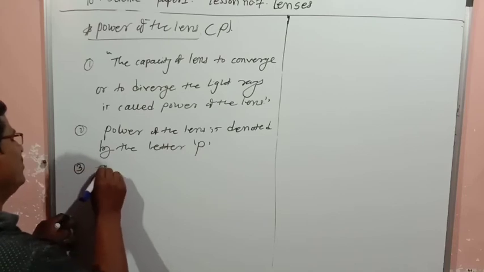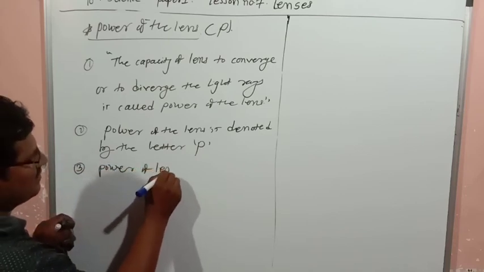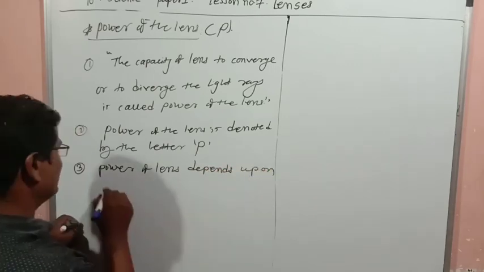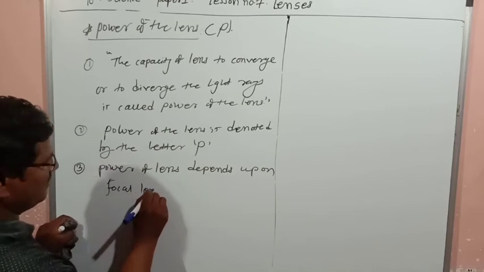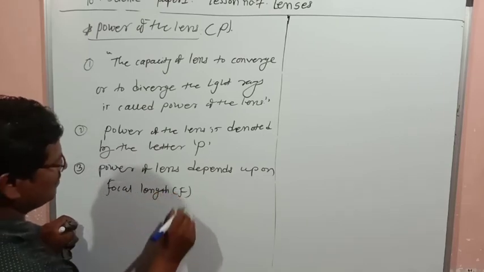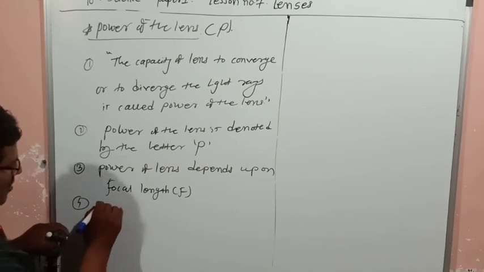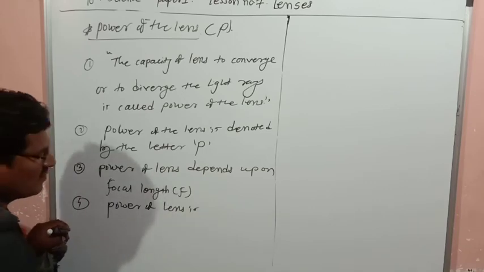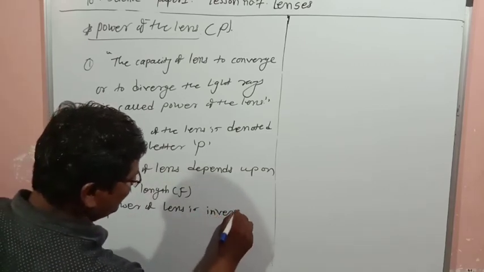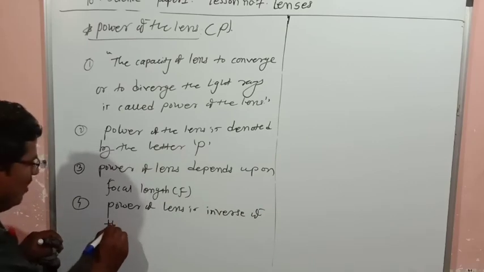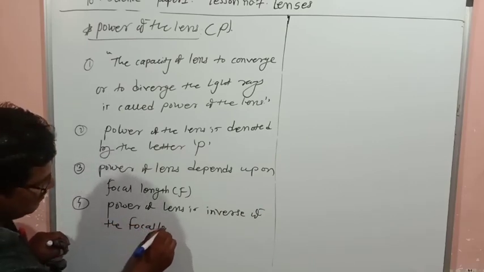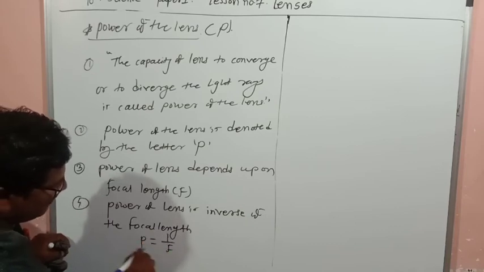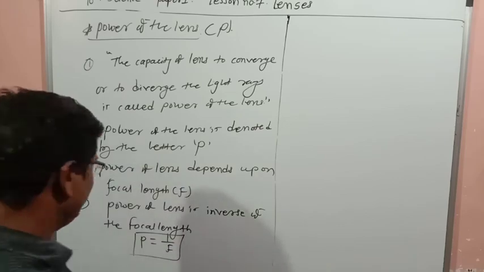Third one is there, power of lens depends upon focal length F. Then fourth one is there, power of lens is inverse of the focal length. That means power is equal to 1 upon F, inverse of the focal length.